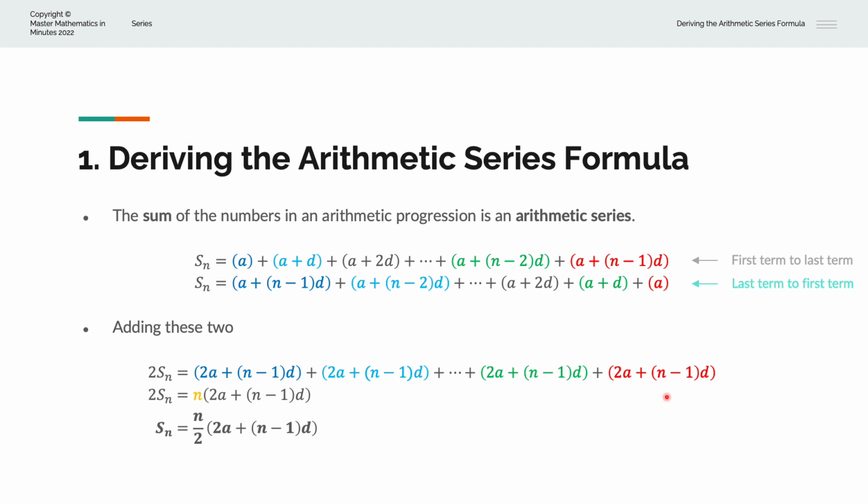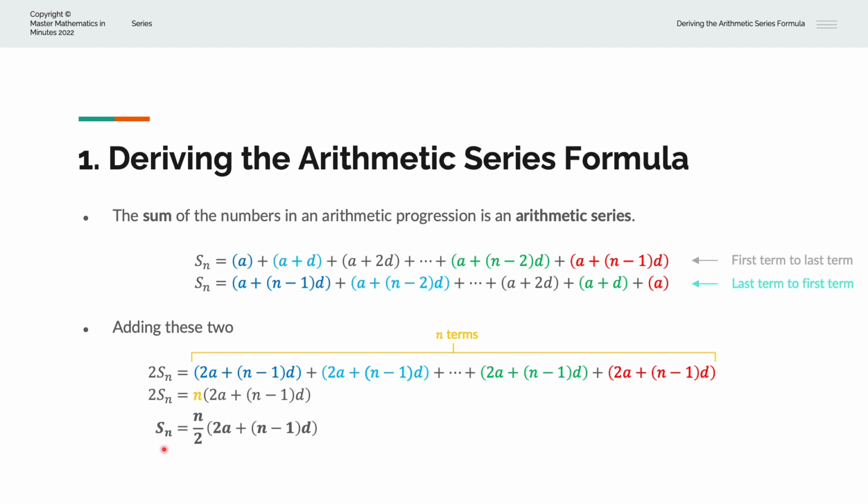Because the sum is across n terms, we're able to multiply n into 2a plus (n minus 1) into d. We'll copy 2Sn down on the left hand side. Solving for Sn, that is equal to n over 2 into 2a plus (n minus 1) into d. So that is the first formula for the arithmetic series.